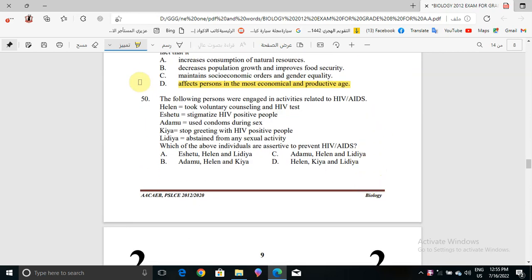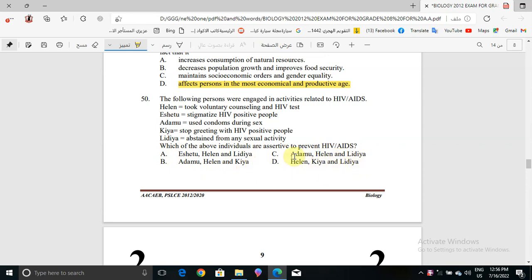Okay, now in question number 50, it's saying the following persons were engaged in activities related to HIV/AIDS. Helen took voluntary counseling and HIV/AIDS test. Esheto stigmatized HIV positive people. Adamo used condoms during sex. Kia stopped greeting with HIV positive people. Lydia abstained from any sexual activity. Now, which of the above individuals are assertive to prevent HIV/AIDS? Esheto, Helen, and Lydia, or Adamo, Helen, and Kia, or Adamo, Helen, and Lydia, or Helen, Kia, and Lydia?